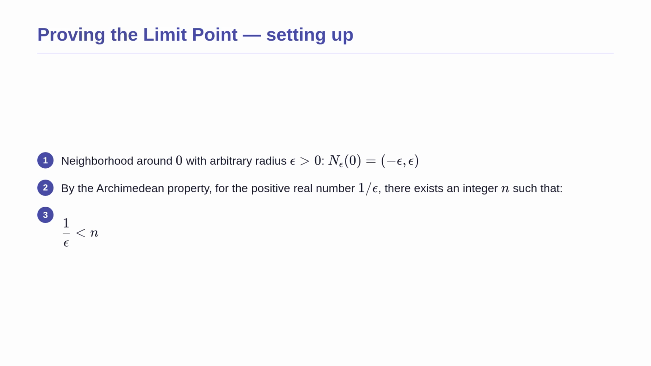Since epsilon is a positive real number, its reciprocal, 1 over epsilon, is also a positive real number. By the Archimedean property, we can always find a positive integer n that is strictly greater than this reciprocal. This guarantees that no matter how large 1 over epsilon is, an integer will eventually surpass it.